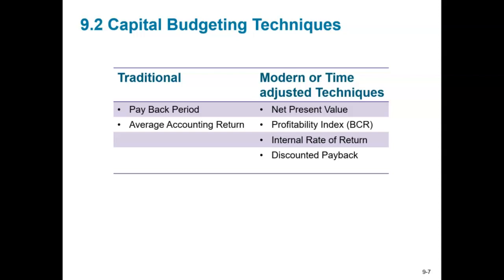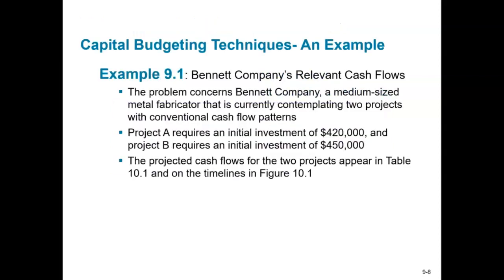So the capital budgeting process, which consists of 5 distinct but interrelated steps, needs to be taken in terms of step 2, that is the review and analysis. As part of step 2, you can use two techniques, that is the traditional and the modern, time-adjusted techniques. So let's talk about these techniques by way of a practical example of a company, Bennett Company, which is a medium-sized metal fabricator that is currently contemplating 2 projects with conventional cash flow patterns.